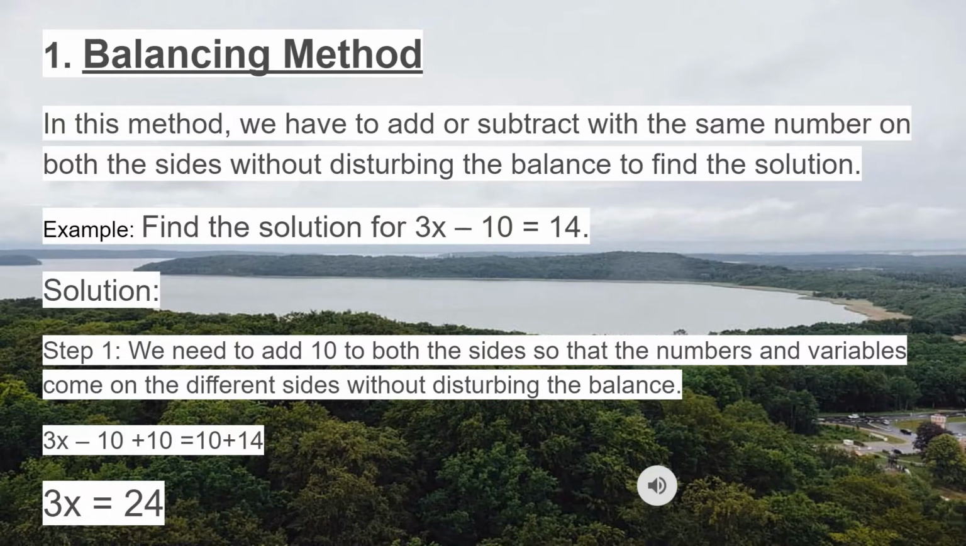Here, first step, what we have to do? We need to add 10 to both the sides so that the numbers and variables come on different sides without disturbing the balance. Means here on the left side, minus 10 is there. So minus 10 we want to move to the right side. So here we are adding 10 on both the sides. See, 3x - 10 + 10 = 14 + 10. So 3x = 24.